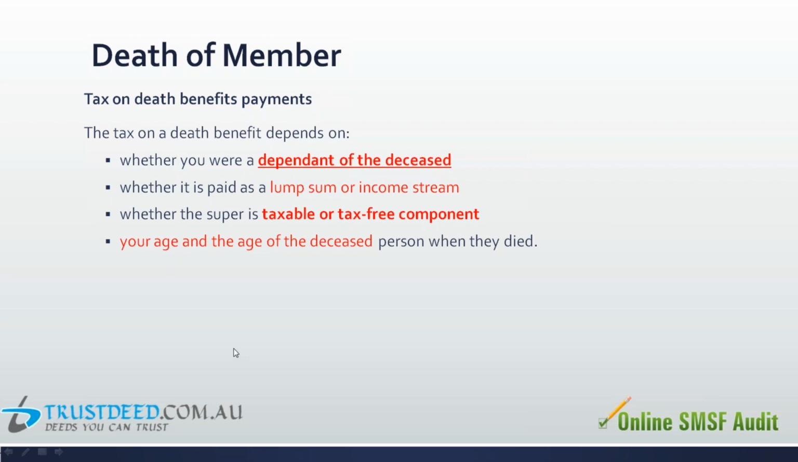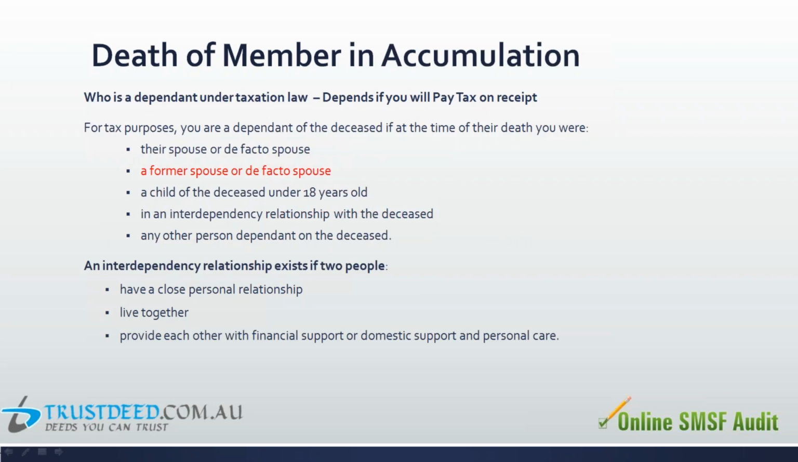Now, tax also depends on your age and the age of the deceased as well. So we're going to talk about that a little bit later. Now, let's look at the definition of dependent under taxation law. That is, it determines whether you will pay tax on receipt or not. So for these purposes you are a dependent of the deceased if, at the time of death, you were the spouse or de facto, which is common, or a former spouse or de facto spouse. So it's possible that some payments could be made to a former spouse, and a former spouse will not pay any tax because they're dependents.